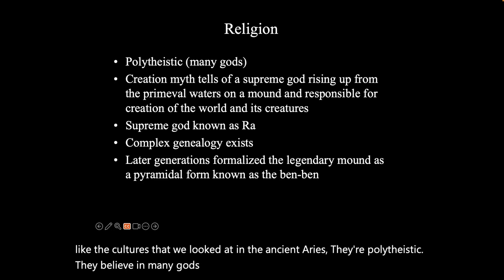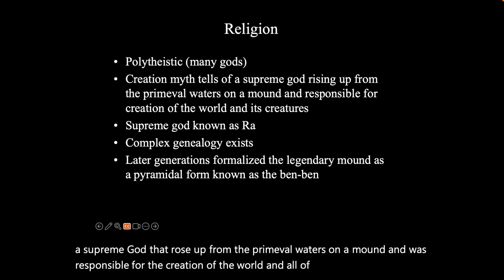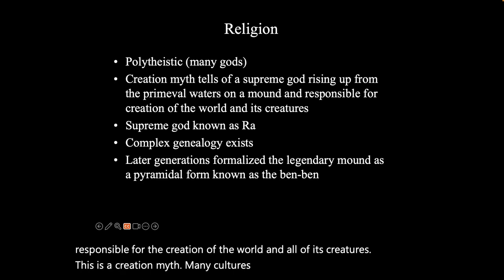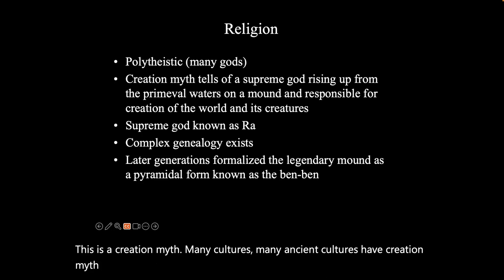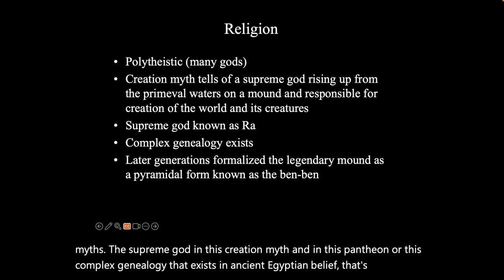The Egyptians had a creation myth that tells of a supreme god that rose up from the primeval waters on a mound and was responsible for the creation of the world and all of its creatures. This is a creation myth. Many ancient cultures have creation myths. The supreme god in this creation myth and in this pantheon, or this complex genealogy that exists in ancient Egyptian belief, is known as Ra.